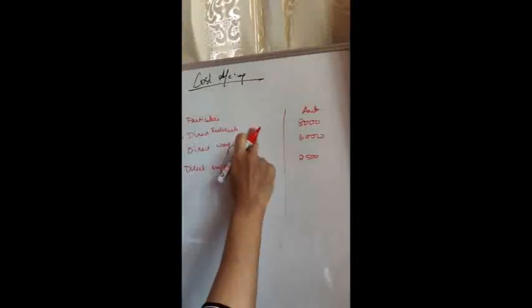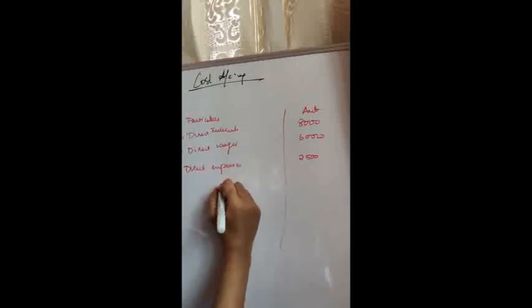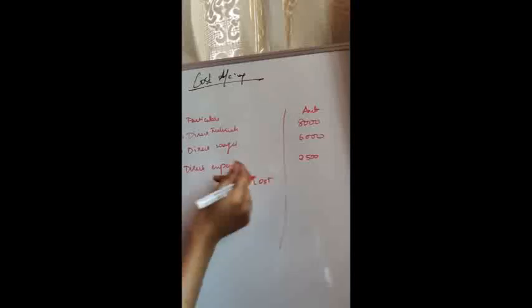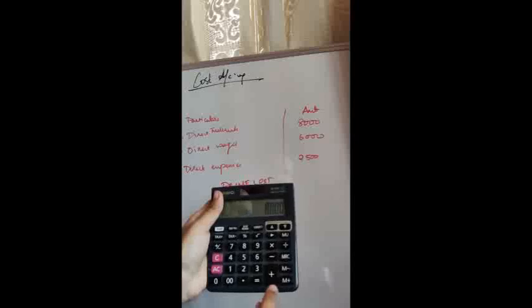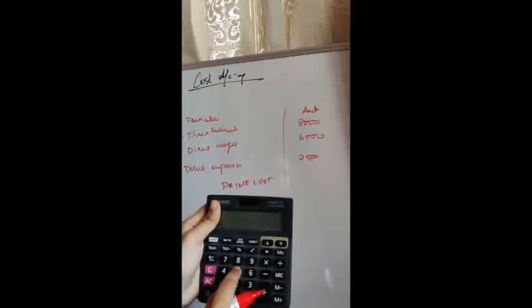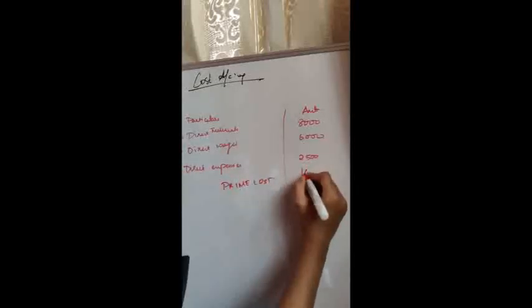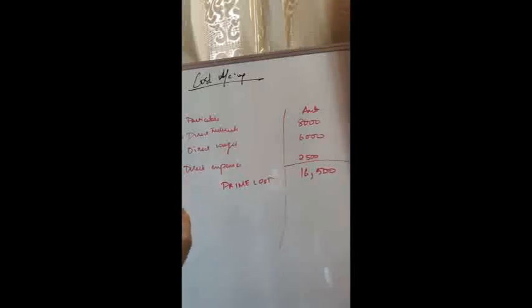Now, after your direct expenses, what will you find out? After you've taken direct material, direct wages, direct expenses, after your first part is completed, you will find your prime cost, okay? So, what is your prime cost? Your prime cost will be 8,000 plus 6,000 plus 2,500. That is 16,500. Take down 16,500, okay?